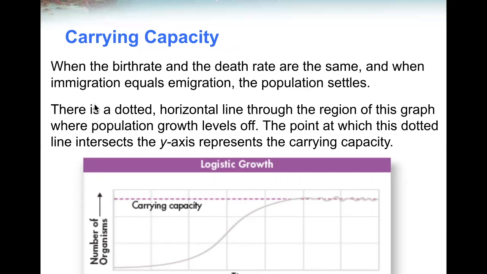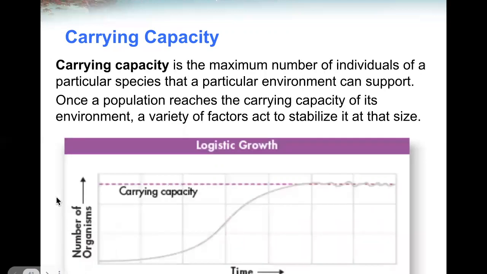There is a dotted horizontal line through the region of this graph where the population growth levels off. The point at which this dotted line intersects the y-axis represents the carrying capacity. Where it settles is called the carrying capacity. Carrying capacity is the maximum number of individuals of a particular species that a particular environment can support. Once a population reaches the carrying capacity of its environment, a variety of factors act to stabilize it at that size.